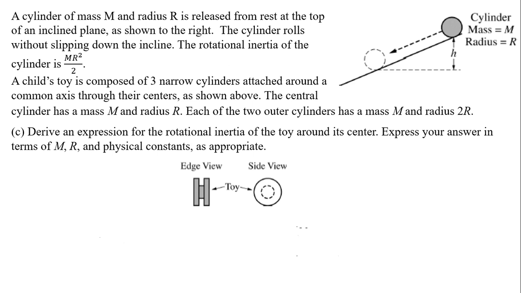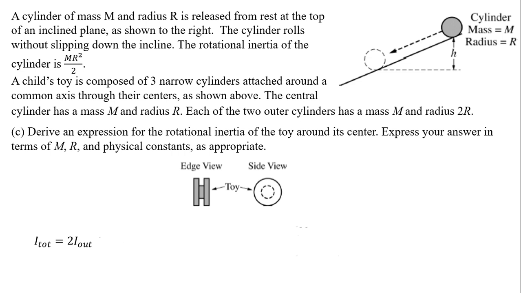So now we have this child's toy, rotational inertia of the toy around its center. Express your answer in terms of MR. So we got to derive another equation here. So we've got our I total. If you remember, your total I is going to be the sum of all the I's, right? And instead of having this solid disk, now we have this thing. It kind of looks like a yo-yo to me. So that's important to understand.